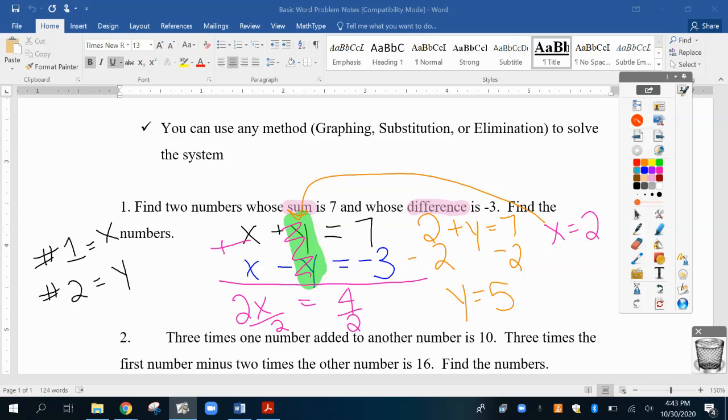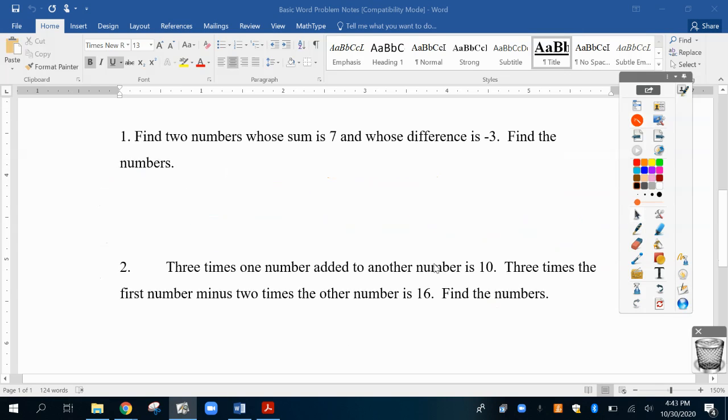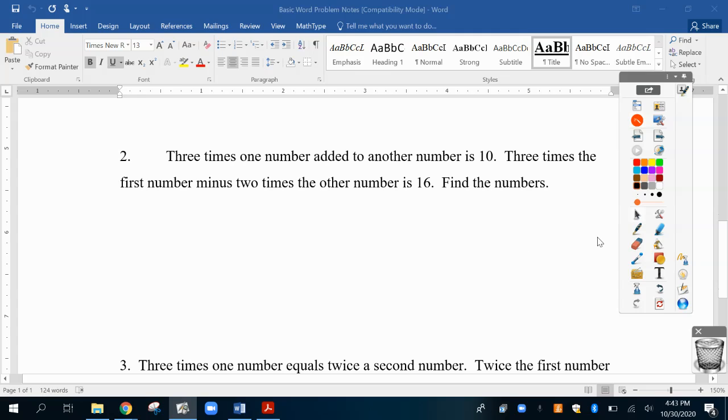What are 2 numbers that have a sum of 7 and who have a difference of -3? Well, those 2 numbers are 2 and 5. So our answer is just 2 and 5. Okay, so now let's take a look at another one.